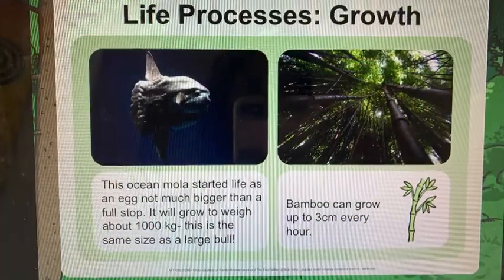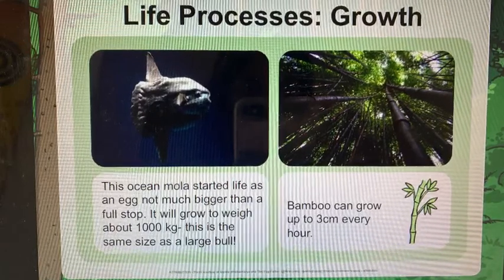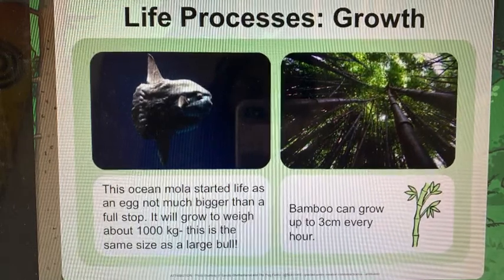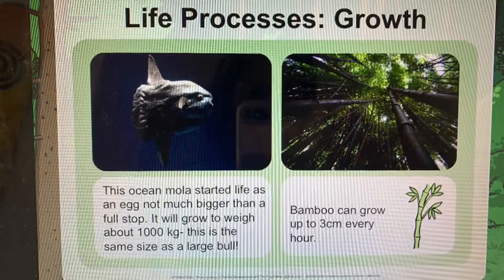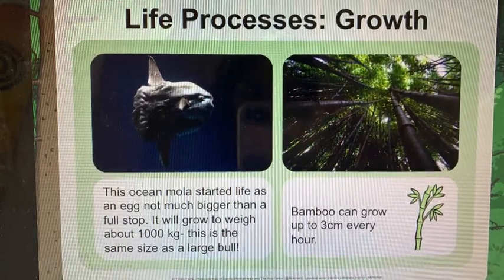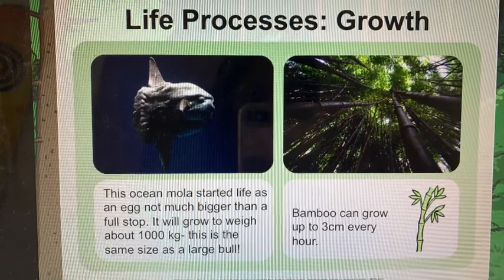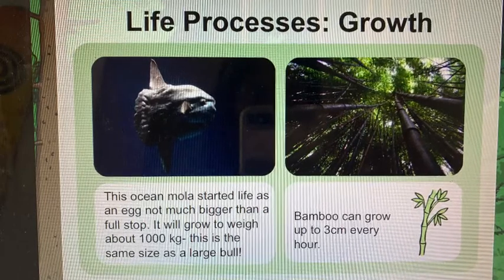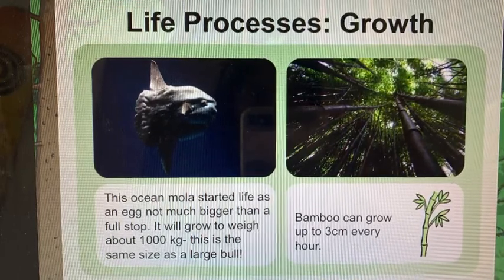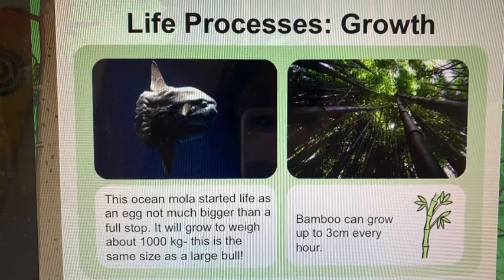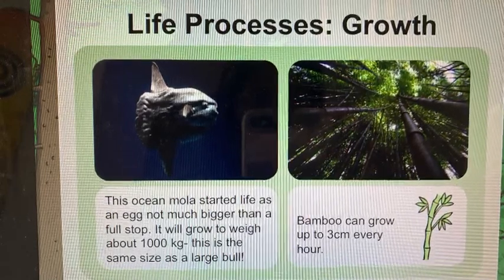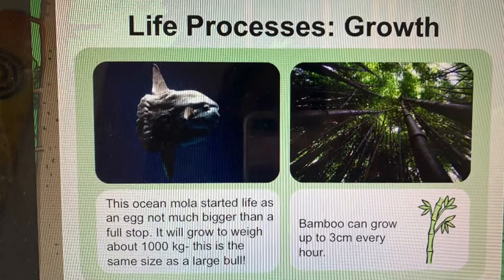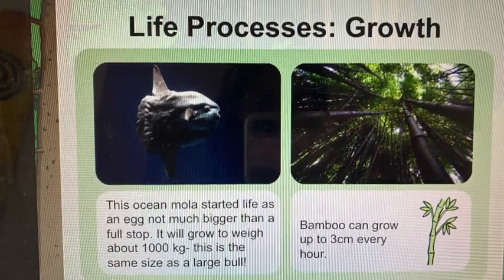Some examples of growth. Here's a picture on the left hand side, and that is an ocean sunfish. This animal started life as an egg, not much bigger than a full stop. So you all know the size of a full stop, that's quite tiny. And it will grow to weigh about 1,000 kilograms. That's about the same size as a large bull. If you want to know what 1,000 kilograms might feel like, you could ask your adult and see if there's any bags of sugar in the cupboard. That weighs about 2 kilograms. So you can have a feel of that and then think, I wonder what 1,000 kilograms would feel like. I think it would be very heavy.